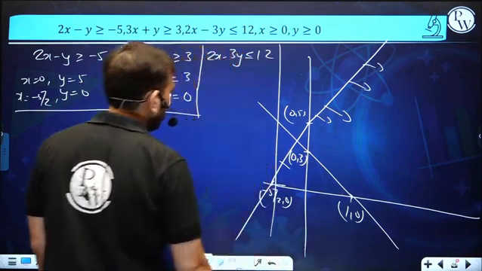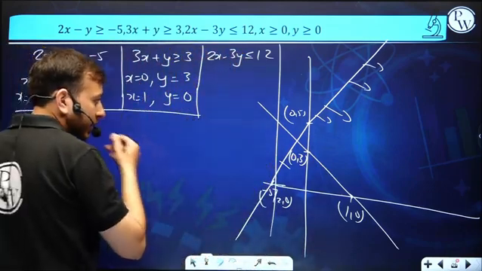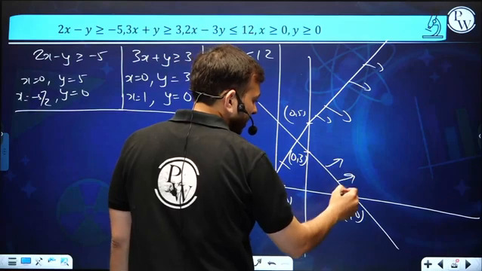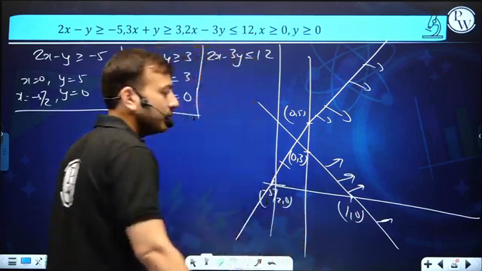Okay. Now, put 0, 0, sir. Is 0 greater than 3? No, sir. So, the region above this line will be your answer.